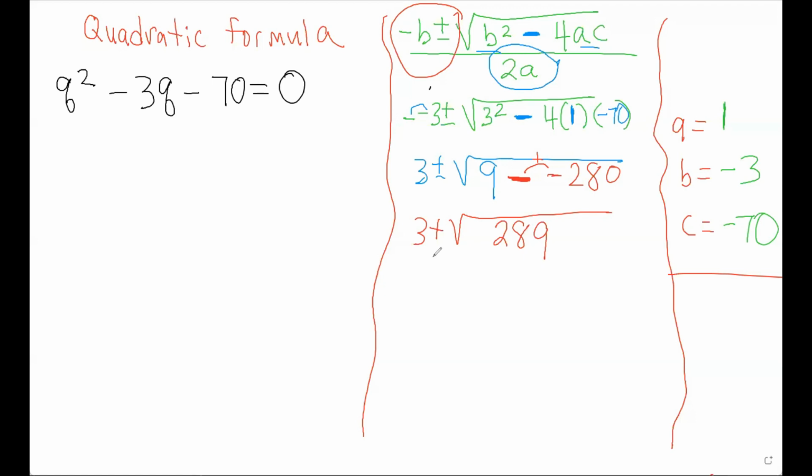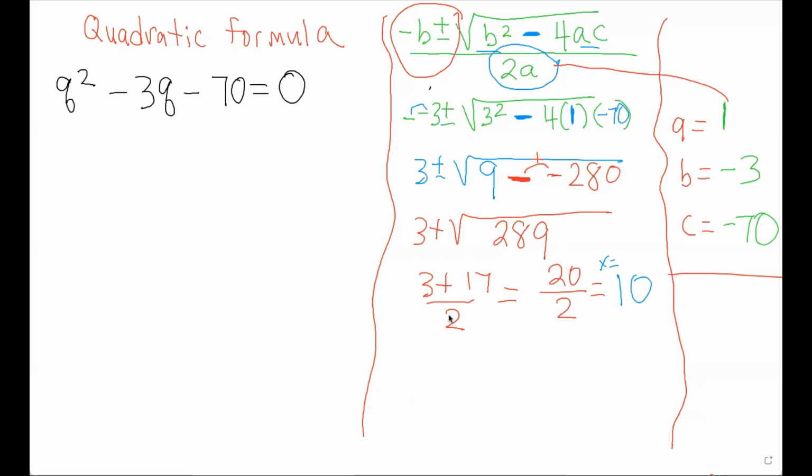289. Okay. And so now we have 3 plus, and what is the square root of 289? 17. Okay, it is 17 divided by 2, right? Because 2a is 2 times 1. These two right here, and that's a 1, so that's just going to be 2. So 3 plus 17 is what? 20. Okay, 20 divided by 2 is what? 10. Yes, so one of our answers is going to be 10. Okay, x is equal to 10. And so we went 3 plus 17 divided by 2.